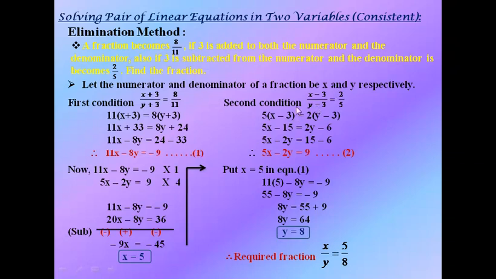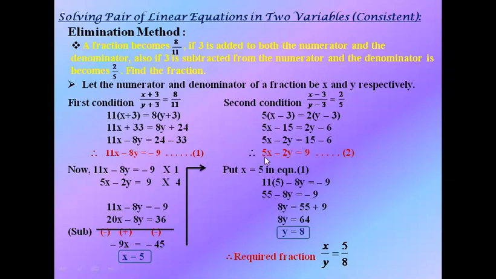Observe the second condition. Again by cross multiplication, 5 into x minus 3 is equal to 2 into y minus 3. Multiply 5 with x minus 3 and 2 with y minus 3. We get 5x minus 15 is equal to 2y minus 6. On simplification, by grouping the like terms, 5x minus 2y is equal to 15 minus 6.